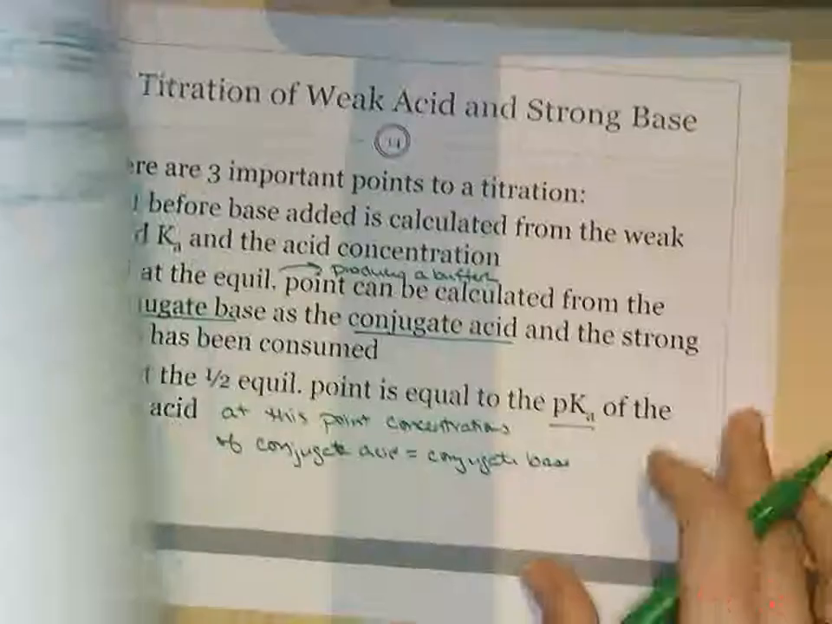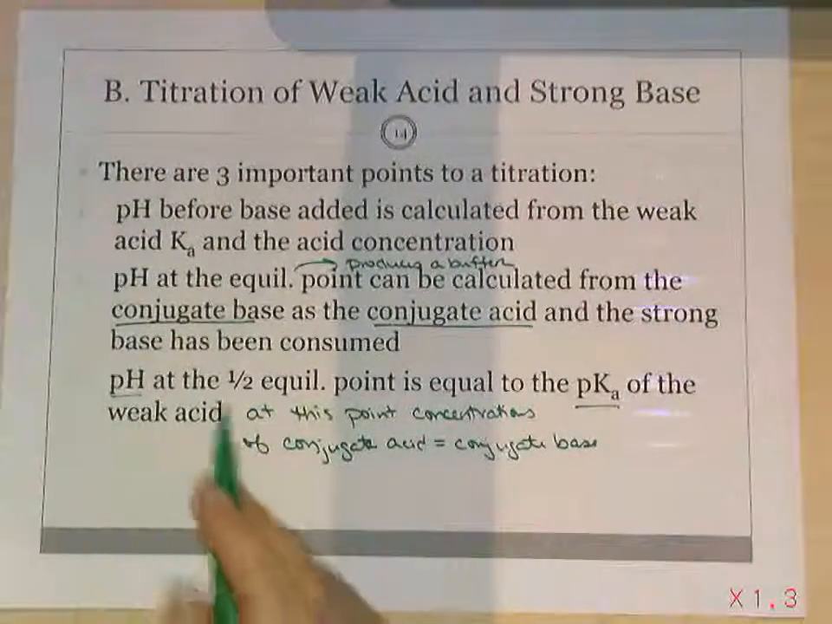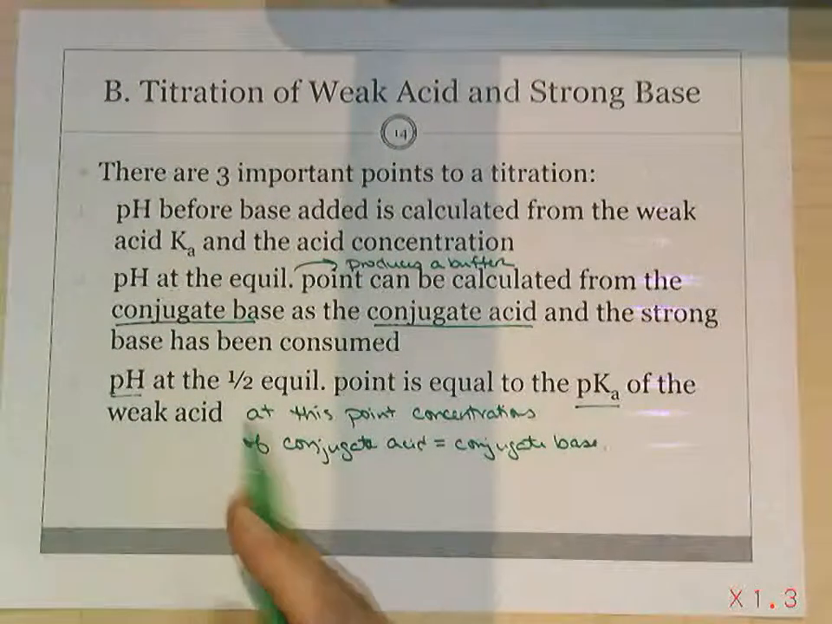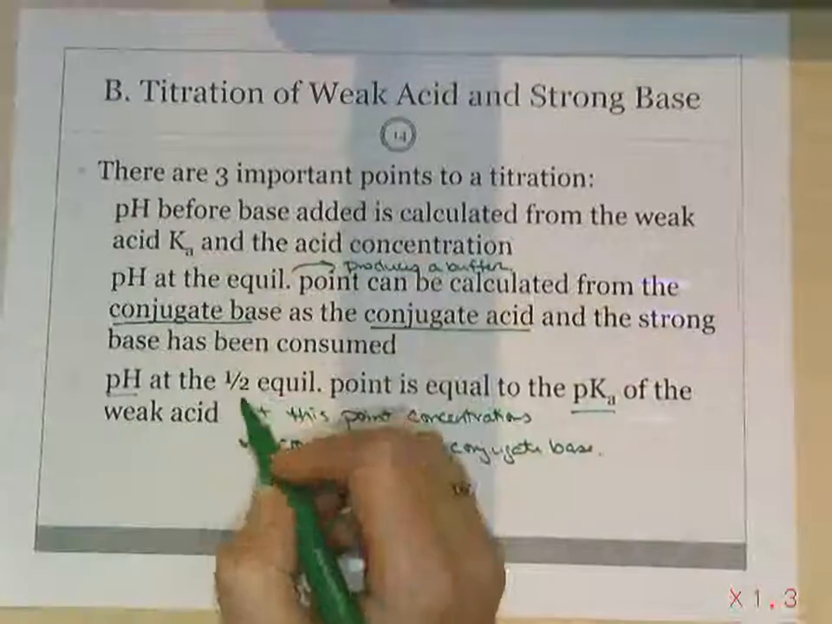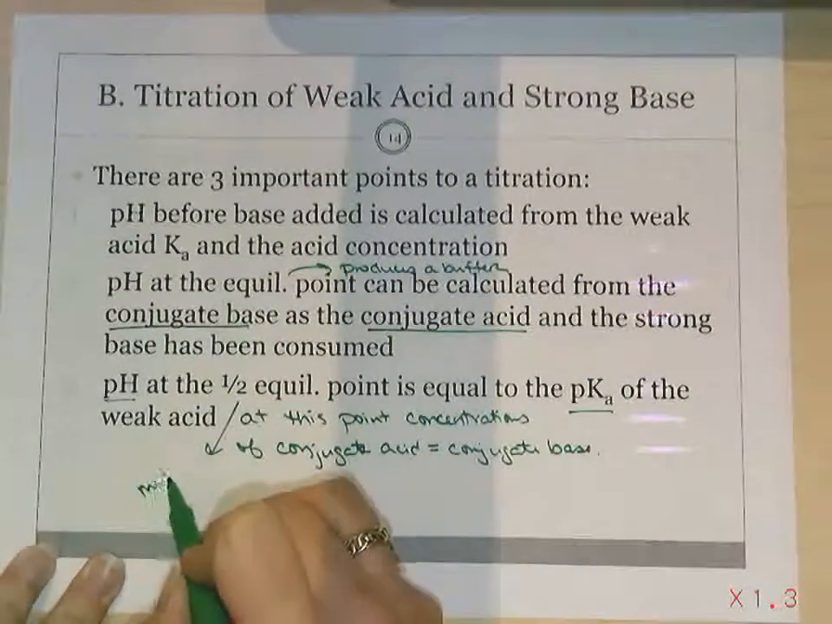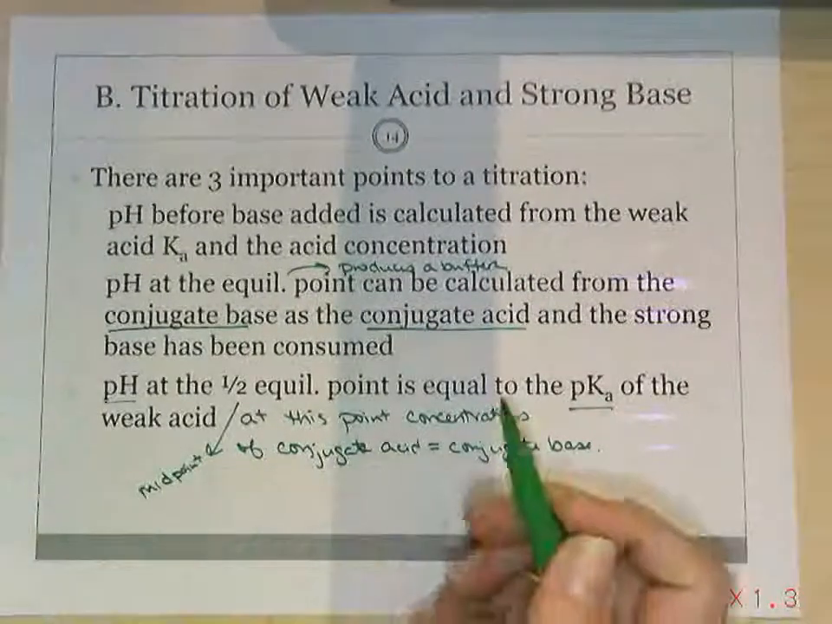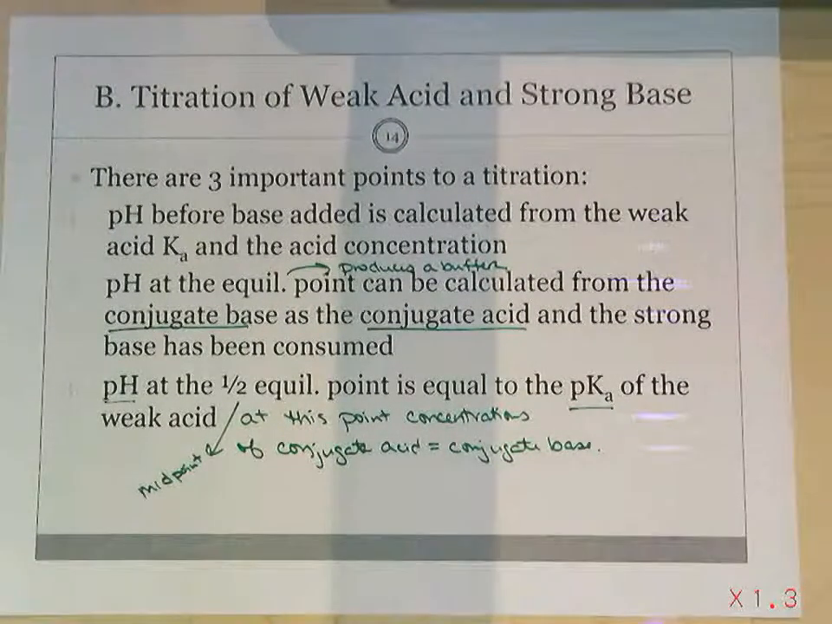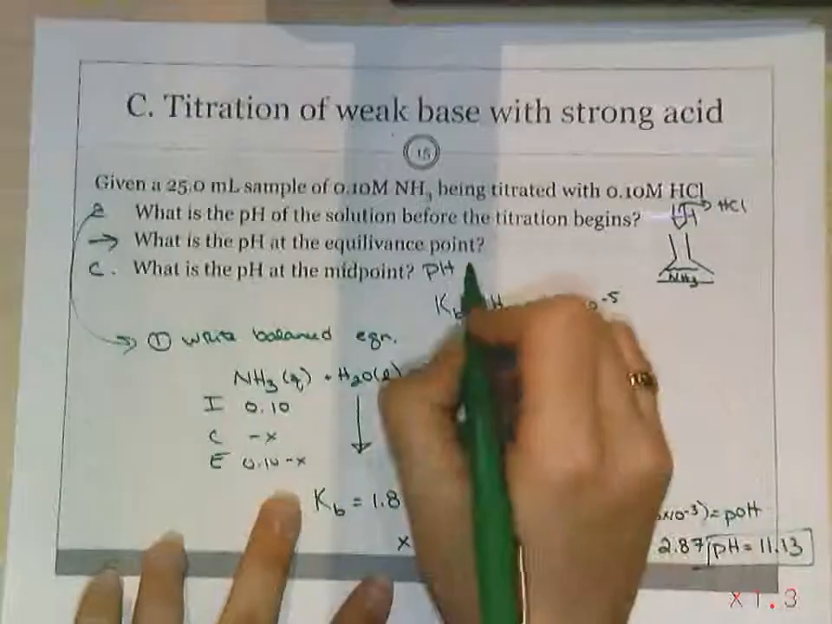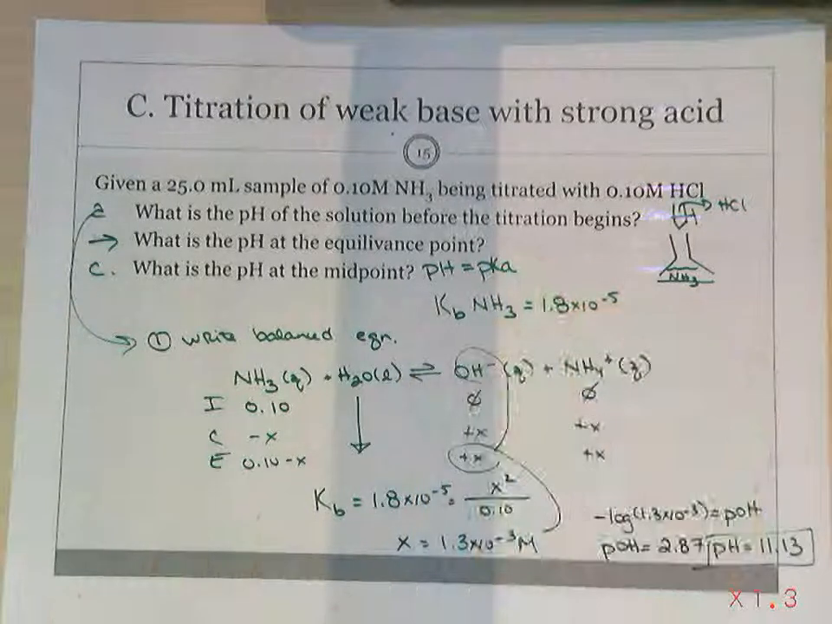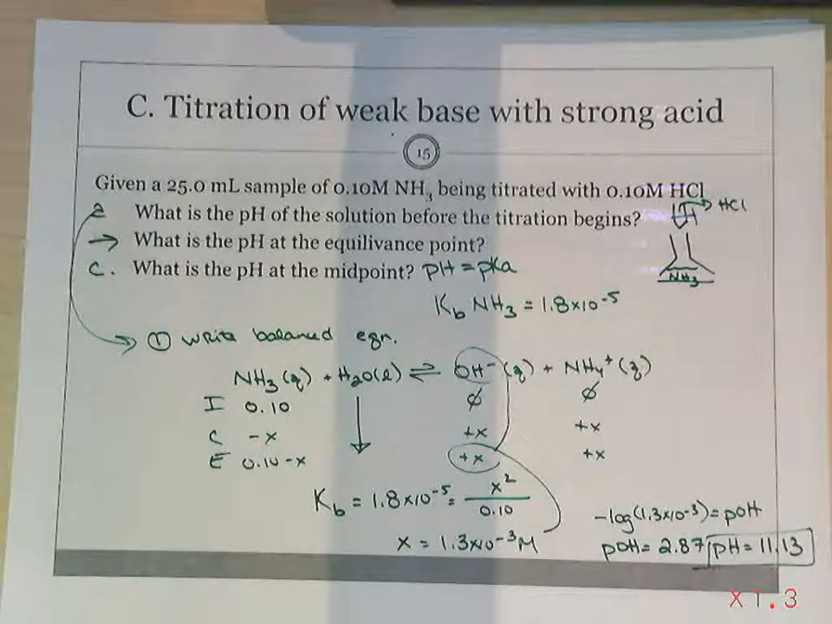All right, pH at the half equivalence point, which is the midpoint. Half equivalence point, midpoint. pH is equal to pKa at the midpoint, or the half equivalence point. So at this point, I know pH is equal to pKa. Have I given you the pKa? Have I given you something that can help you find the pKa? Right, I gave you Kb. So how do I get from Kb to Ka?